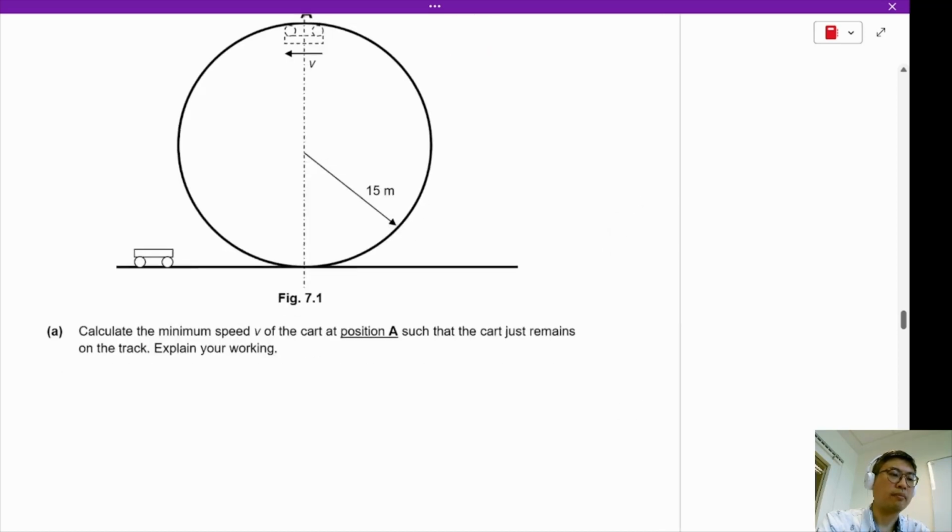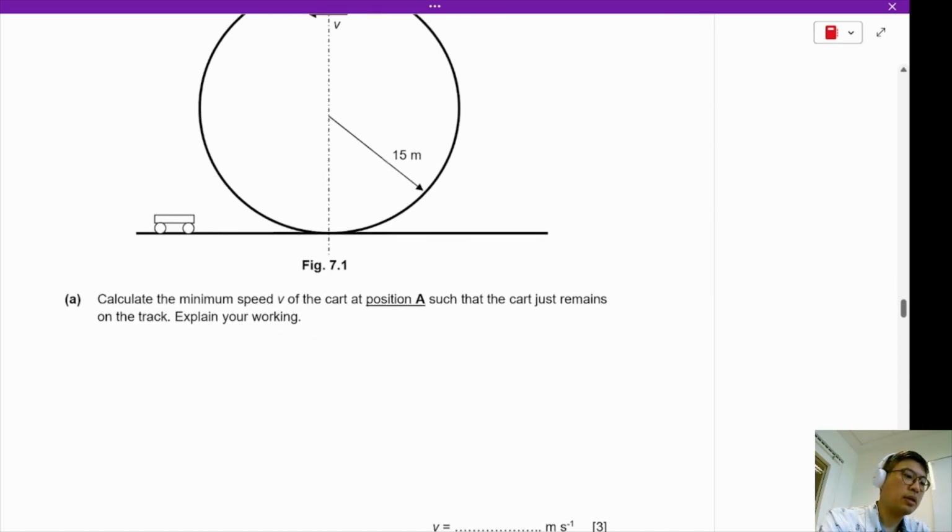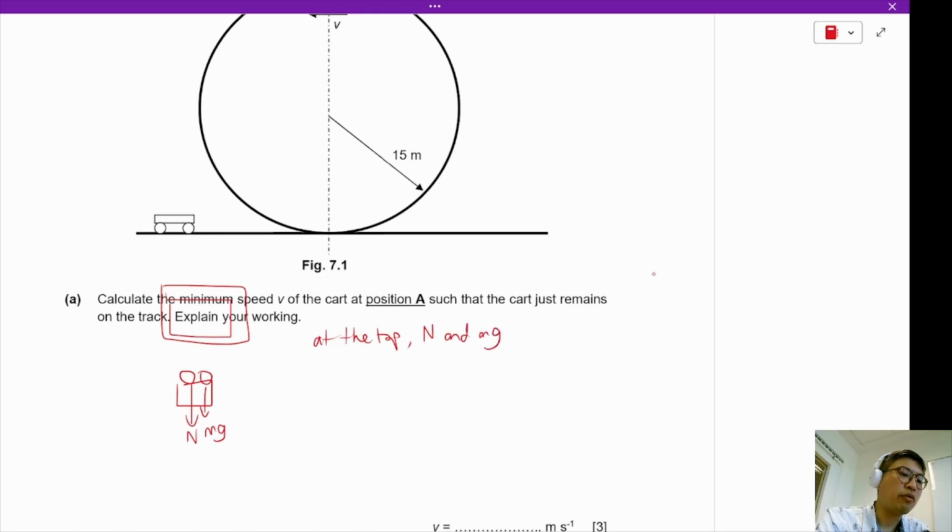Explain your working. So in order to explain your working, remember this is explain your working, so you must write statements. Let's take a look at the cart on the top. So we write at the top, okay, the normal force and mg provide the centripetal force. So we will write N plus mg equals mv squared over r.